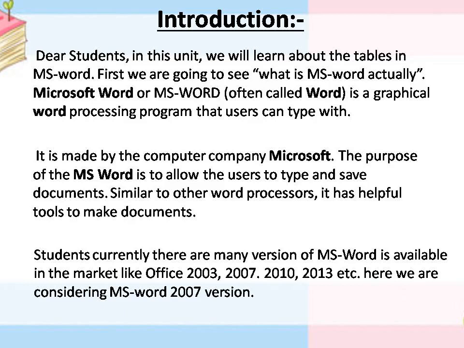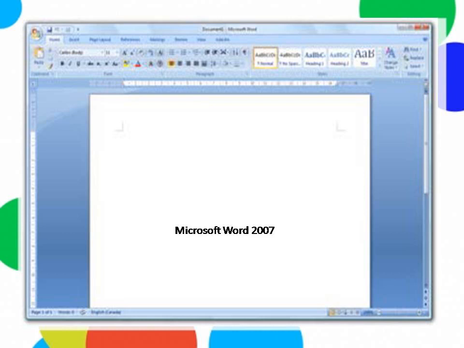The purpose of MS Word is to allow the user to type and save documents. Similar to other word processors, it has helpful tools to make documents. Currently, there are many versions of MS Word available in the market, like Office 2003, 2007, 2010, 2013, etc. Here we are considering MS Word 2007 version. You can see the image of MS Word 2007, how it looks.